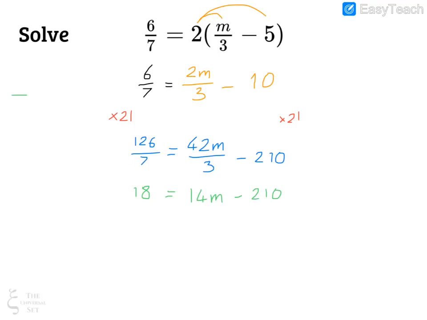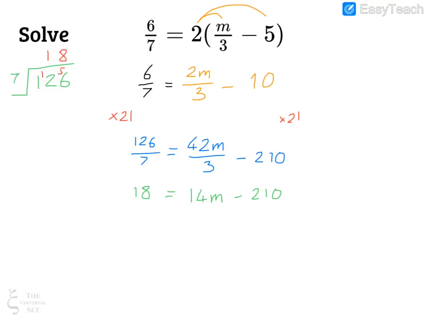So we've got 126, we want to divide it by 7. How many 7s go into 1? Well, none of them, so we carry that 1. How many 7s go into 12? 1 of them with a remainder of 5. How many 7s go into 56? 8 of them. Did I say 18? Yes, I did. That's good. So we've got 18 is equal to 14m take away 210.